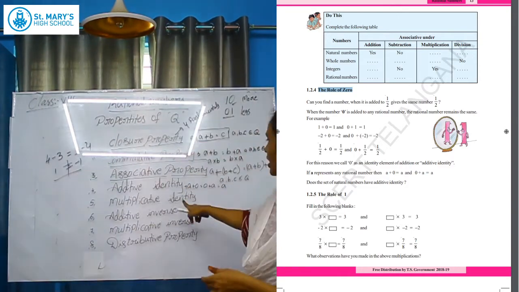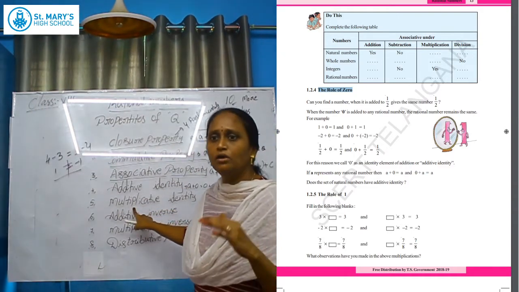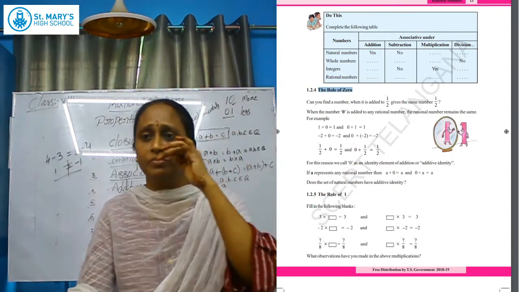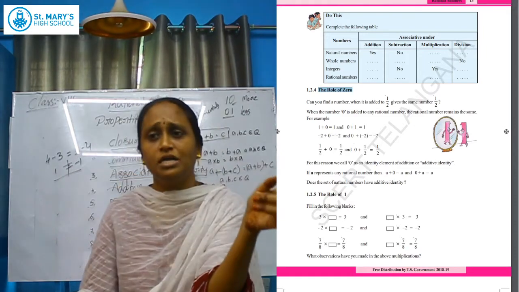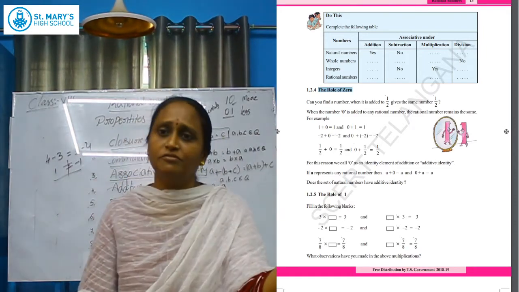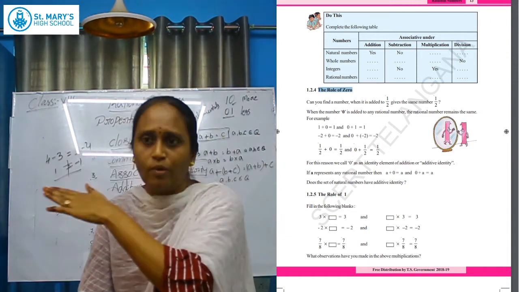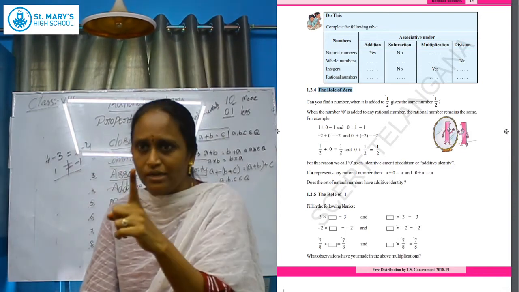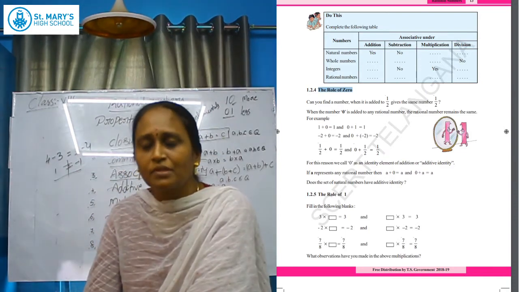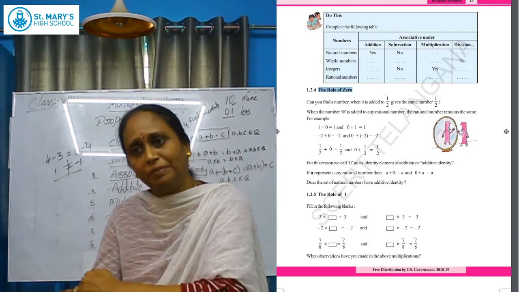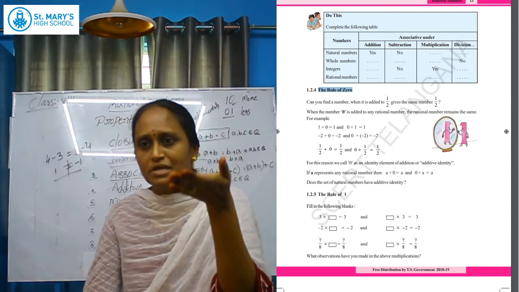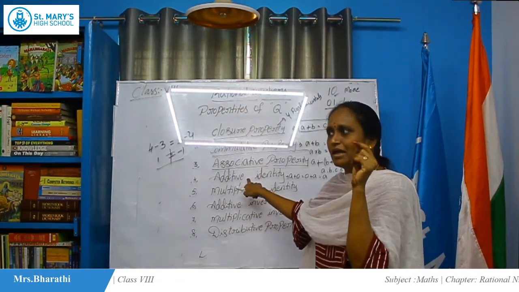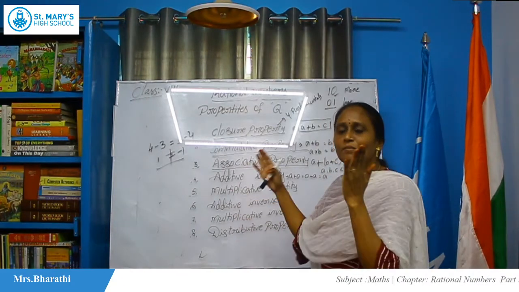Then the role of 1. What is called multiplicative identity? Let us go to our tables. 2 ones are 2, 3 ones are 3, 4 ones are 4, 5 ones are 5, or 1 lakh ones are 1 lakh. That means any number we multiply by 1, the result will be the same number only. Additive means addition, multiplicative means multiplication.